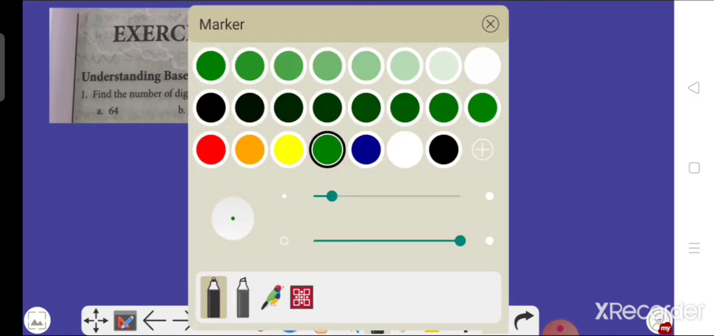Good morning class. As you know beta, in the previous video we have completed our exercise 3.2. Today we will start our exercise 3.3. So in the exercise 3.3, what we have to do? We have to find the square roots and the number of digits in the square root of a given number.